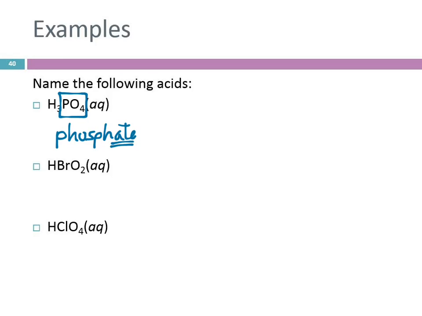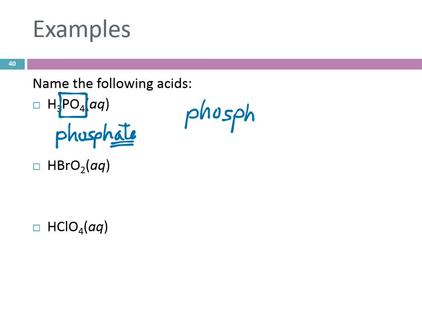We change ate to what? Ic. Rick ate him. What would a person eat that could bite us? I don't know. I should probably figure that out. A snake. There we go. People do eat snakes. I personally wouldn't. Okay, so if we took phosphate and just changed it to ic, we get phosphic.